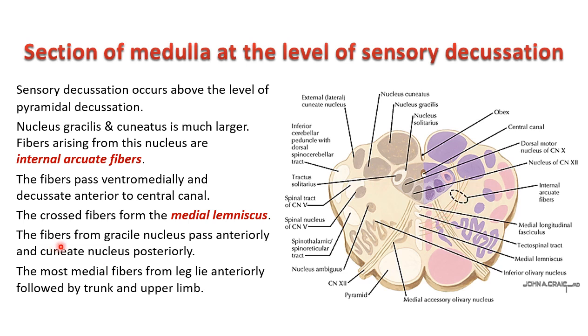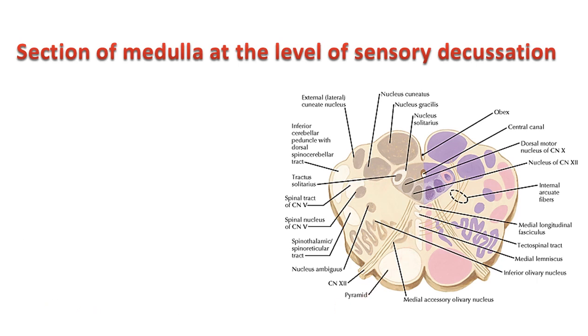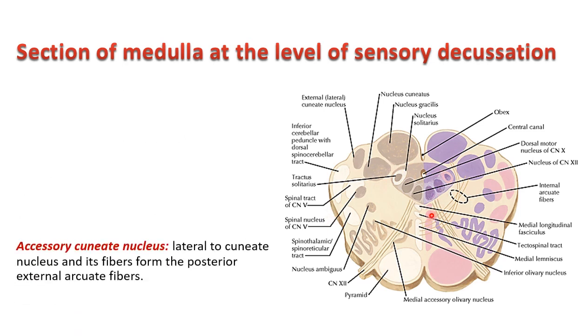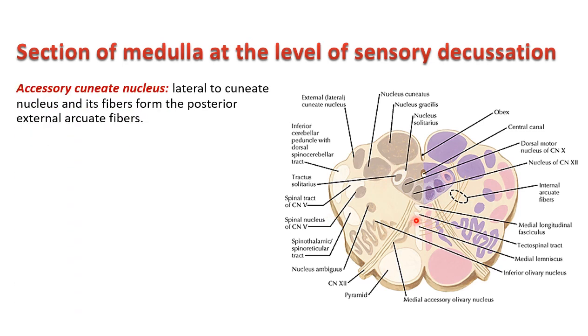So as I told you, the most medial fibers from the leg lie anteriorly, followed by trunk and upper limb. Other features you see at the level of sensory decussation: the accessory cuneate nucleus. So lateral to the cuneate nucleus, you also see the accessory cuneate nucleus. Fibers from it form the posterior external arcuate fibers.